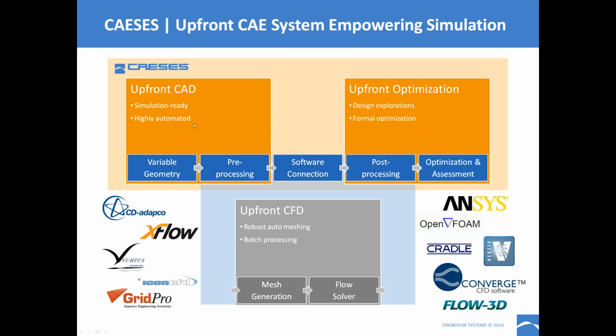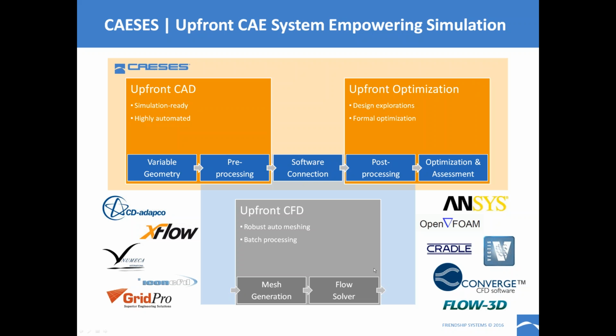So the upfront CAD part of CAESES is made of the step of generating geometry. So you have quite a lot of functionality for parametrizing even very complex geometry models, and then you would like to pre-process them so that they can be used in a flow solver, or maybe more specifically for the grid generation of your flow solver.